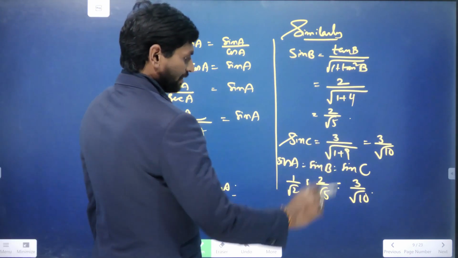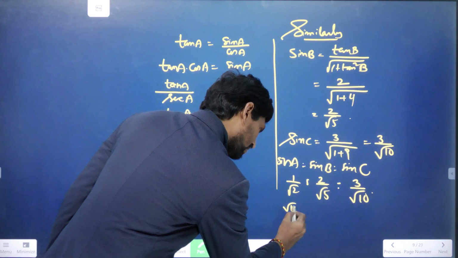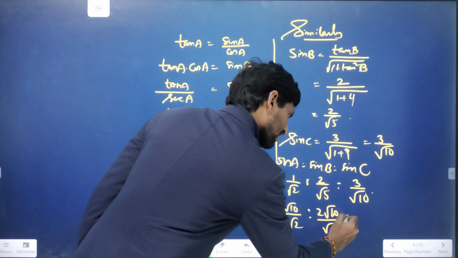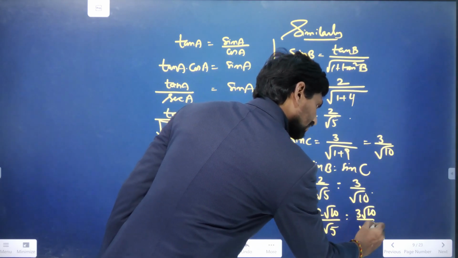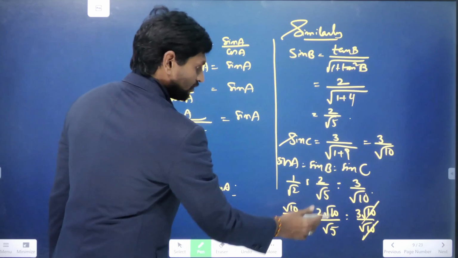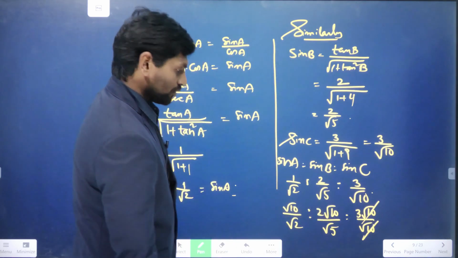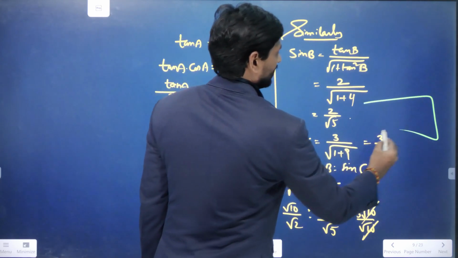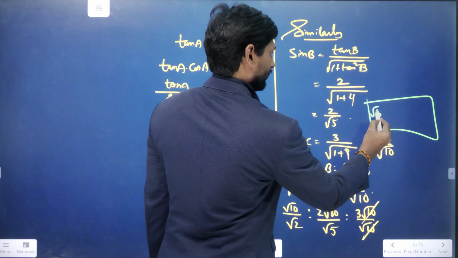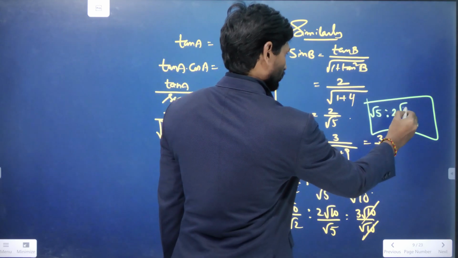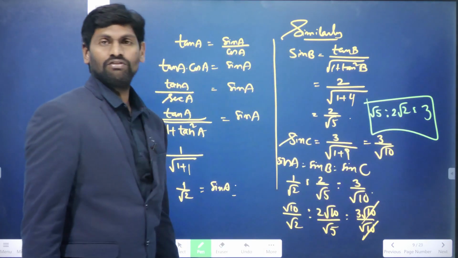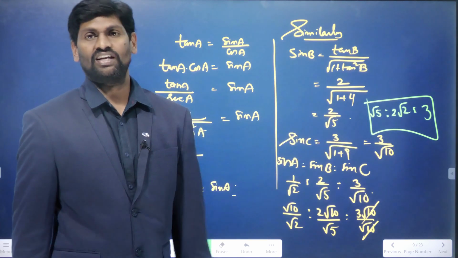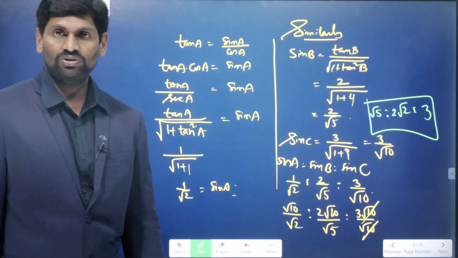Now I am taking that root 10, multiplying every term with root 10: root 10 by root 2, 2 into root 10 by root 5, and 3 into root 10 by root 10. Root 10 cancels; root 10 by root 2 is root 5, and root 10 by root 5 is root 2. So the final answer will be root 5 is to 2 root 2 is to 3. That will be the final answer, the ratio between sin A, sin B and sin C. Please note that. We will go to the next problem.